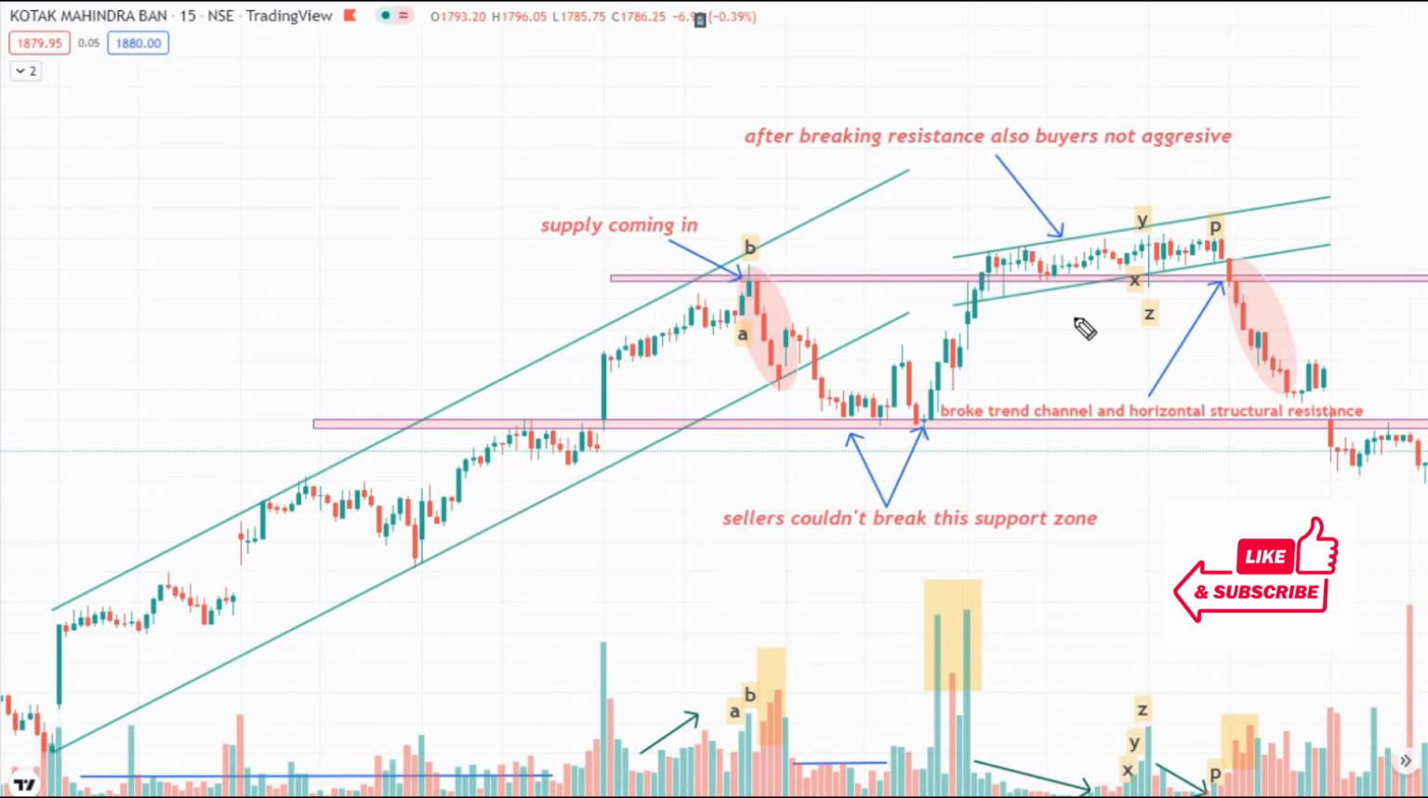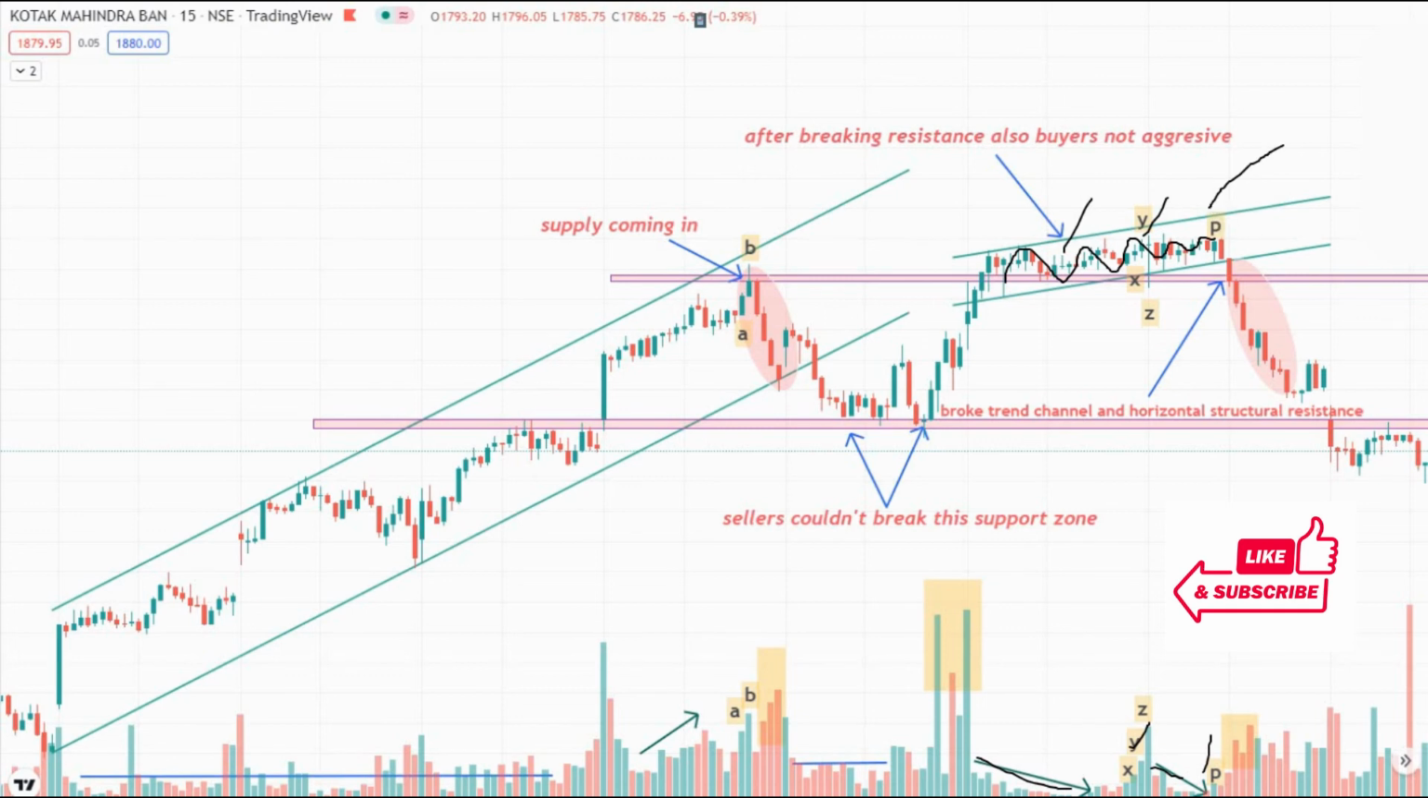But here what is happening? After breaking, we are seeing a decrease in the buying momentum. Why are buyers not aggressive even though they are sustaining the prices above the resistance zone? This is a very big question. After a decrease in the buying momentum and also the price and volume divergence that is happening here, as we have already explained, this is a sign of potential weakness in the markets.